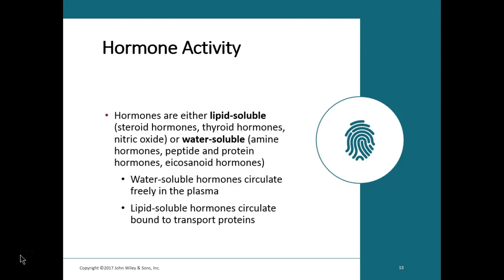The eicosanoids we'll talk about a little more in a bit, but there are two major classes of eicosanoids, and those are prostaglandins and leukotrienes. The eicosanoids are also local hormones. Remember, we call those paracrines. So we'll look at each one of those as well.